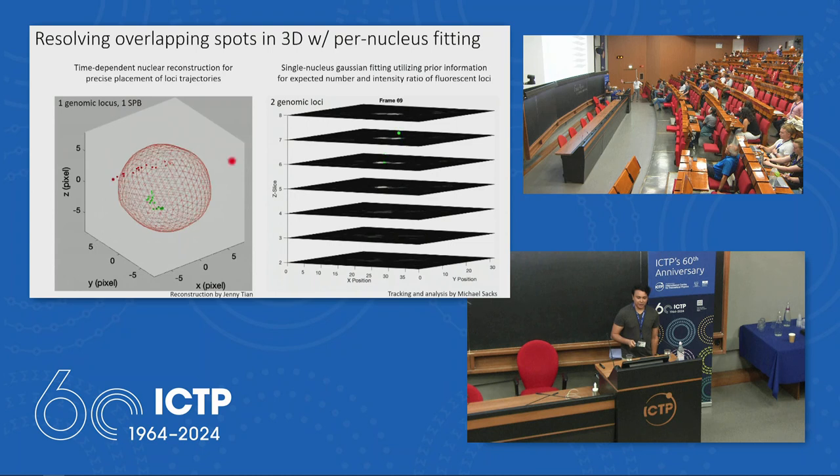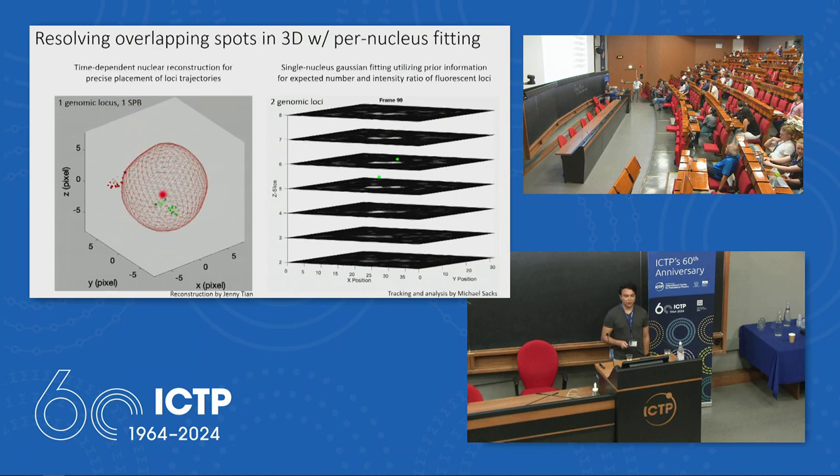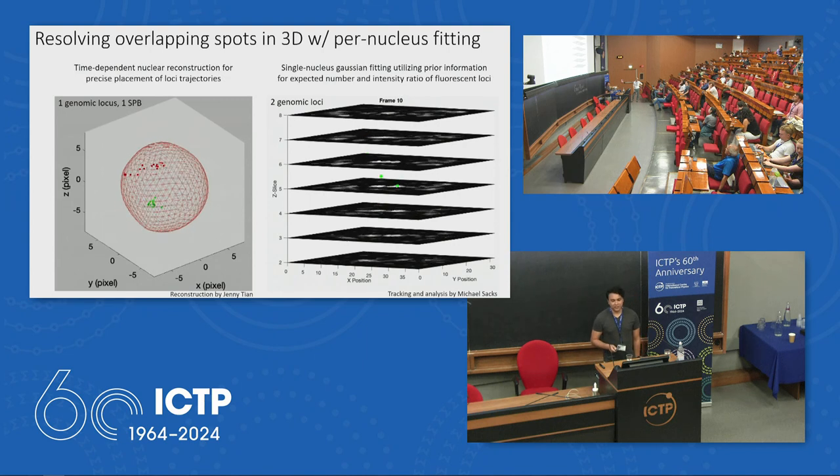Thanks to my colleague, Jenny Tian, she's been able to do a nuclear envelope reconstruction using that nuclear envelope marker, and she can place the spindle-pole body moving across that surface, and then place a genomic locus within that three-dimensional volume. And then on the right here, this is some work by our undergraduate, Michael Sachs.